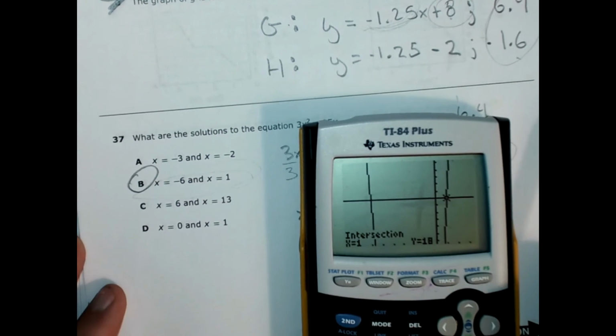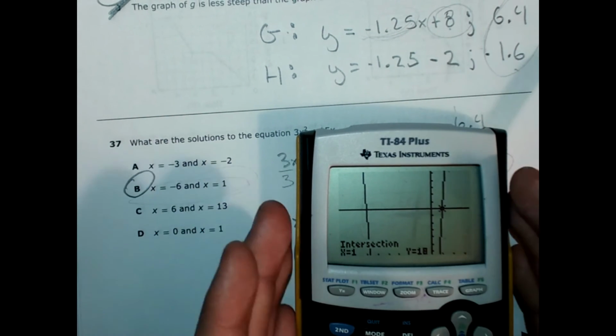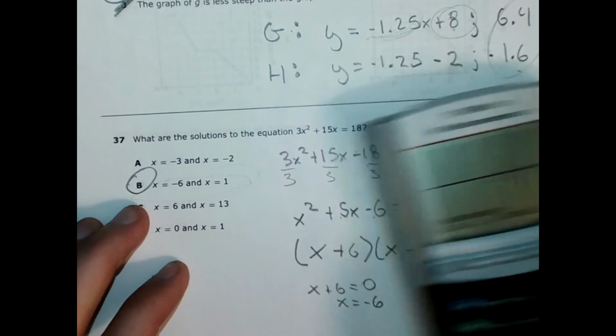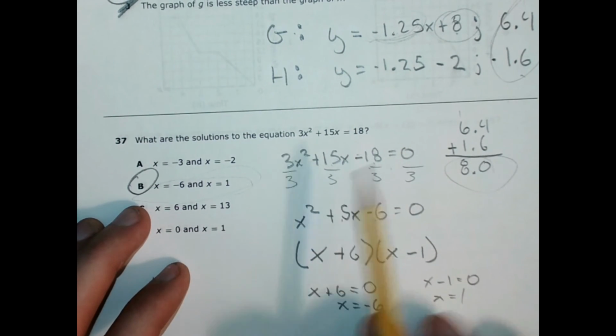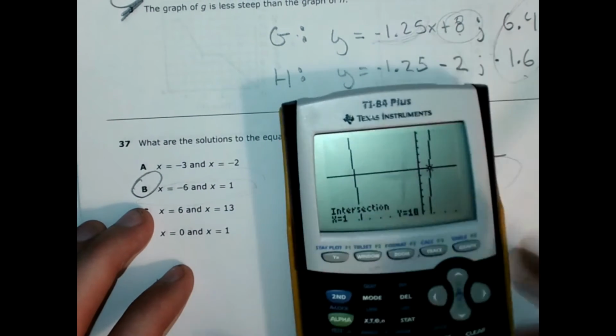There are multiple ways to go about solving these problems. If you understand how to use your technology, how to properly solve equations, you're going to be in great shape.